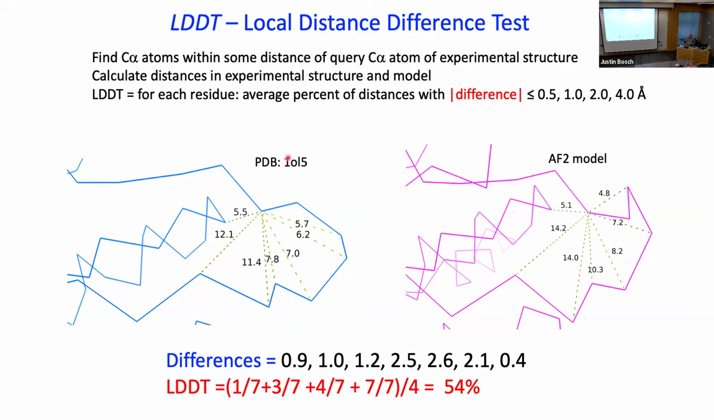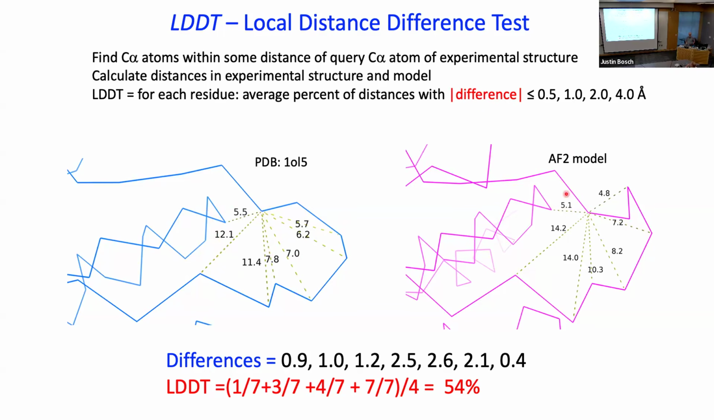So we'll start with a crystal structure. It's my favorite, 1OL5, Aurora kinase. And we're going to look at this residue right here. Within some sphere around that residue, I'm going to make a list of all of the other C alpha atoms in the experimental structure that are within some distance, like 15 angstrom. I have marked the distance to not all of the ones that are within 15, but a whole bunch of them, 7 of them. So this one is 5.7 angstroms away. This is 6.2, 7. So there's 7 numbers there. They're all distances between my residue of interest, the query residue, and the neighborhood around it.